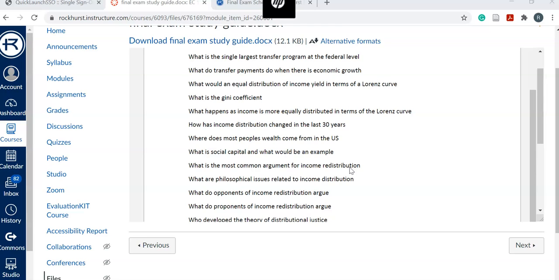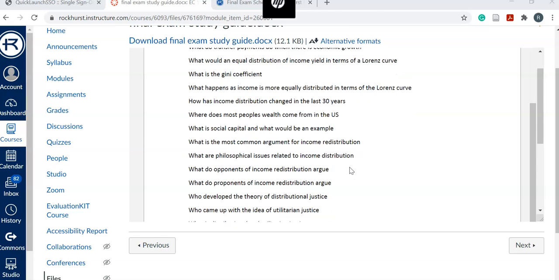What is social capital and what would be an example? Okay, human capital was things like skills. So we know that social capital is social relationships, and this could be things like clubs, or this could be things like associations.